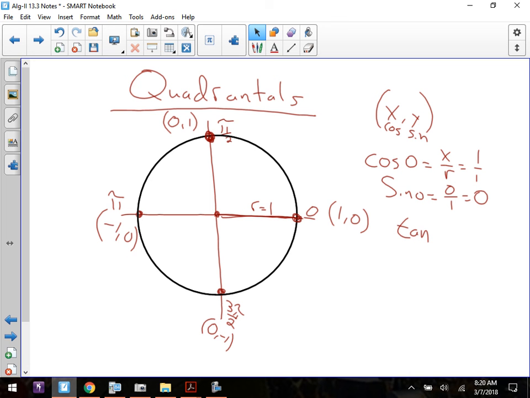What's the tangent at 0? Tangent would be y over x, which is, well, what's your y value? 0 over 1. And what's 0 divided by 1? 0.